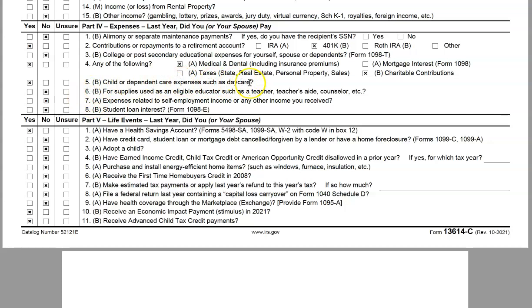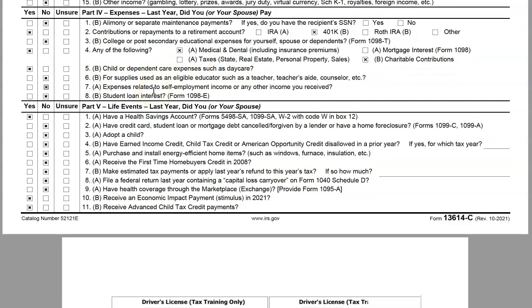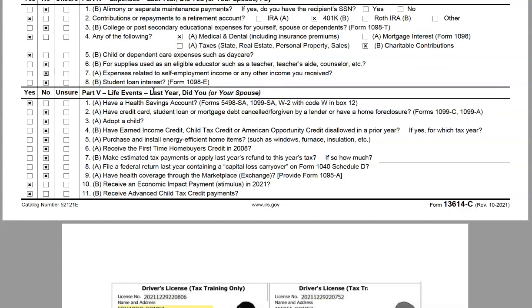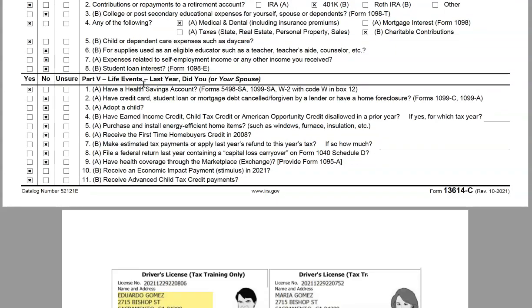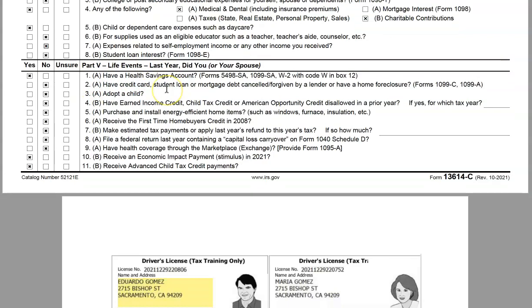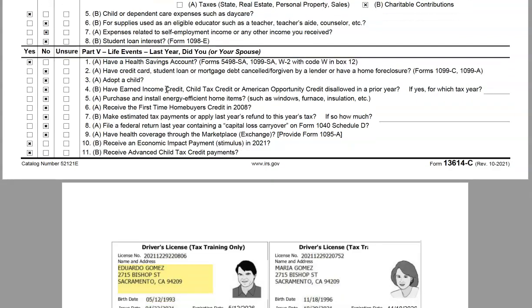Child and dependent care expenses such as daycare. We saw there was a $400 credit in 2020. We'll have to see how much it is this year. Documentation is required. They had a health savings account. They still have a health savings account.